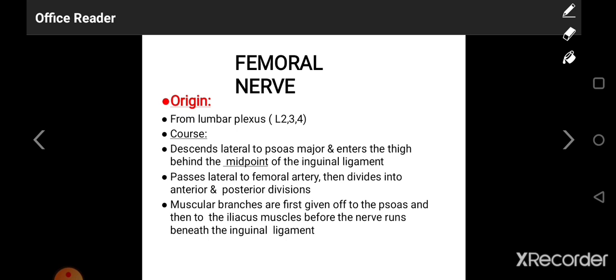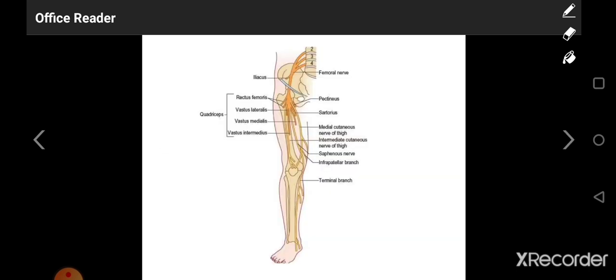Then it passes lateral to the femoral artery and divides into anterior and posterior divisions. It provides muscular branches, which are first given off to the psoas and then to the iliacus muscles before the nerve runs beneath the inguinal ligament, because these muscles lie in the posterior abdominal wall. So the innervation of these muscles is provided before it passes through the inguinal ligament. This is the femoral nerve arising from L2, L3, L4. Then it passes beneath the inguinal ligament from its midpoint, and enters the anterior compartment of the thigh.